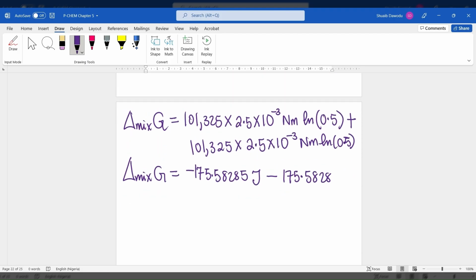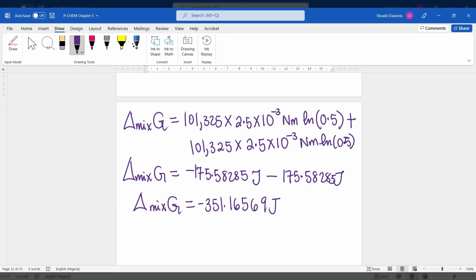And of course, you add them up. So the change in Gibbs energy of mixing is negative 175.58285 and minus negative 175.58285 joules. So when you do that, you end up getting negative 351.16569 joules. So this is basically the answer to this question. This is basically what we've been solving so far. This is the answer. But then again, we're chemists.